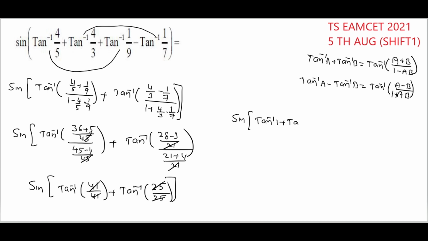plus tan inverse of 1. Tan inverse 1 is pi by 4. This is pi by 4. That means 45 plus 45, that is equal to 45 plus 45. That is sin 90. Sin 90 value is 1.